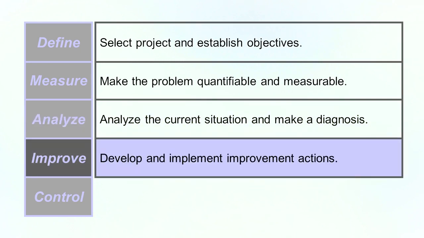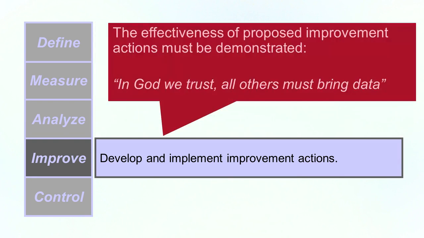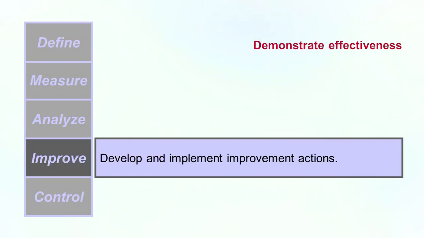After the analyze phase comes the improve phase. After the diagnosis of the current process, a belt develops and implements improvement actions based on vital influence factors. But first, the effectiveness of the proposed improvement actions or influence factors must be demonstrated. A possible way to do this is by using process data to show this effect.